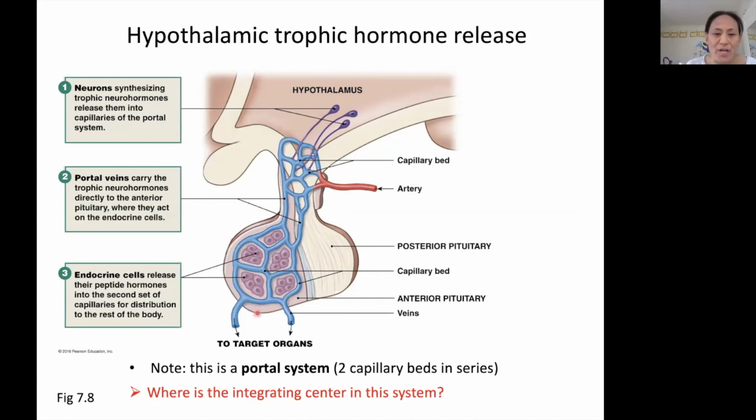Second integrating center is right here, the anterior pituitary. These endocrine cells in the anterior pituitary are doing that same thing. They're taking in an input and they're sending out a command, okay? And then our third integrating center, at least in the case of those 5 hormones, is somewhere else in the body. That's what I'm representing by moving my laser pointer like this, okay? Somewhere else in the body. That's going to be the third integrating center, the target organ.